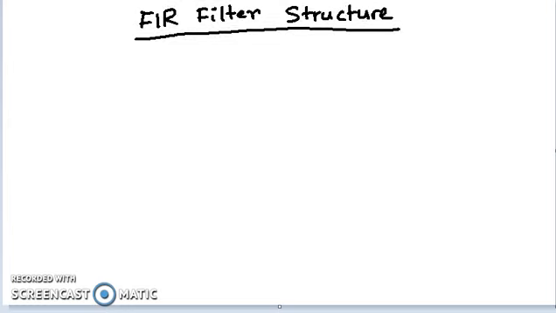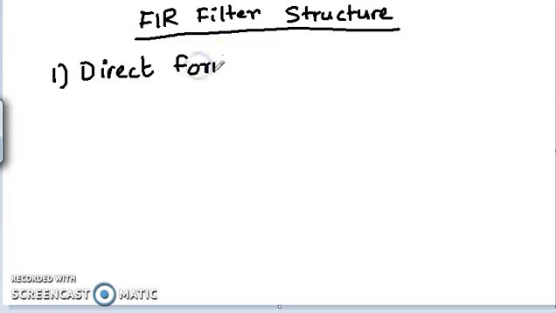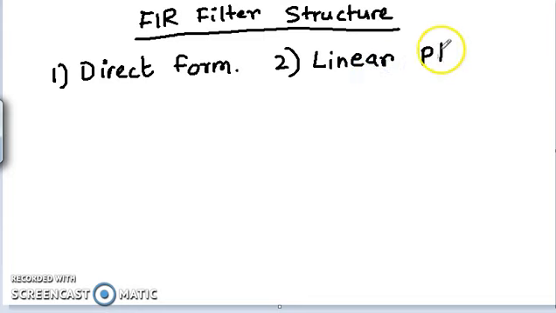Everyone, let us discuss the FIR filter structure. Now, we generally get two methods of FIR filter structure. One is the direct form structure and the next one is the linear phase structure. Now, what happens when we go for the direct form structure?